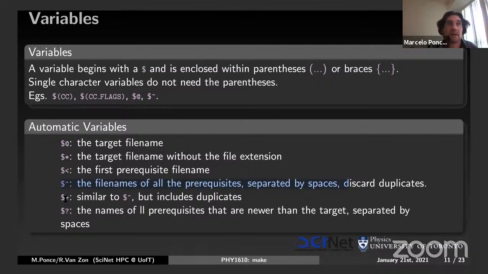$+ is similar to $^, but includes the duplicates in case you want that for whatever reason. $? is the file names of all prerequisites that are newer than the target, separated by spaces. So each of these automatic or special variables has different applications in makefiles. And this is where makefiles start to look a little funny, or not so easy to follow, because you will see people writing makefiles based on these operators or automatic variables, and you need a clear or fresh understanding of what they mean. So I'm going to show you some examples.